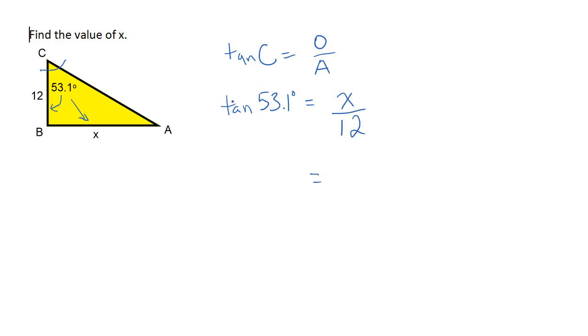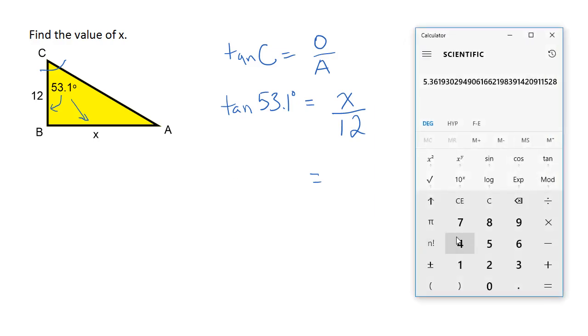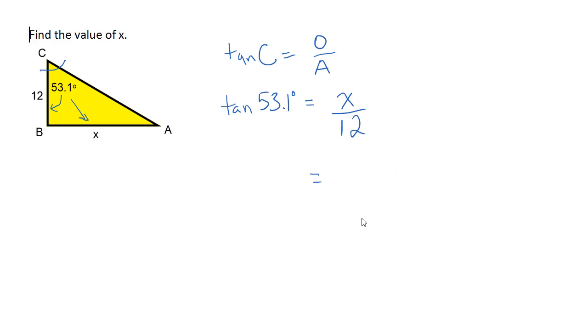Now what is the tangent of 53.1 degrees? Well, we'll just pull out our calculator and figure that out. So 53.1 degrees, press our tangent button, and you can see we get 1.3319. That 8 rounds up to a 9 because there's a 7 directly after it. So 1.3319, and that is equal to x divided by 12.